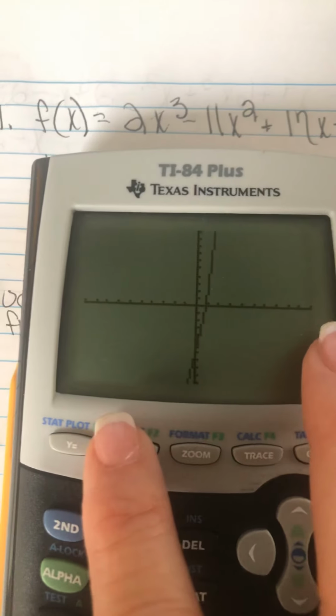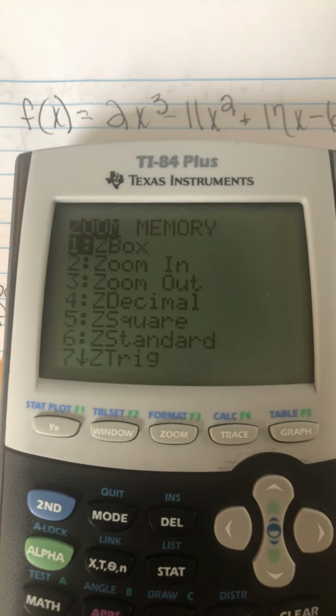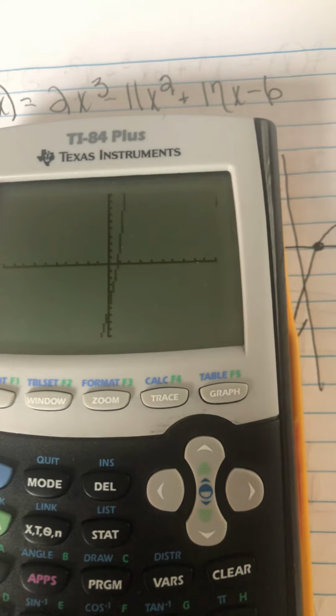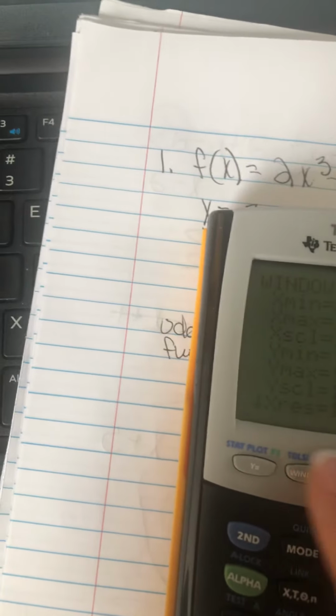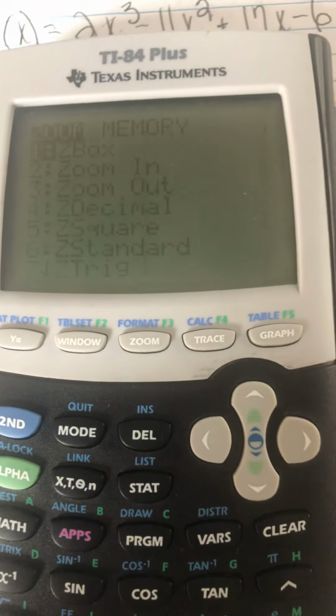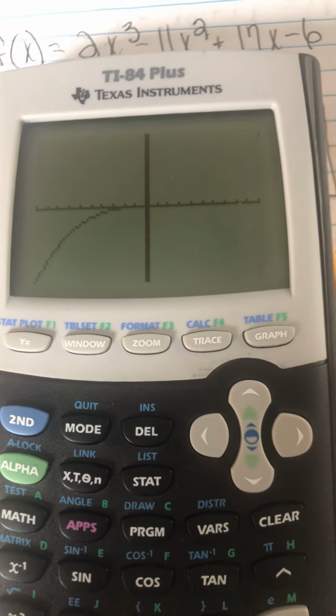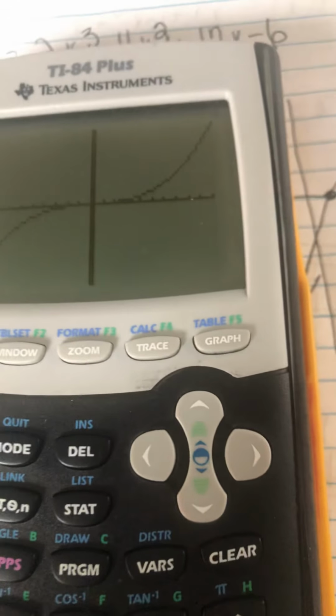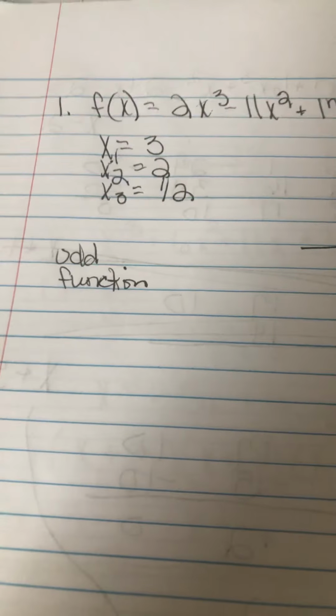Okay, so what I'm going to do is hit zoom. This is probably not going to cooperate, but we're going to try to get it to fit. Okay, let me try this. Zoom. I'm going to go to 0, which will fit your graph. There we go. It's kind of hard to see the graph like this, but actually what it is doing is crossing the x-axis here.